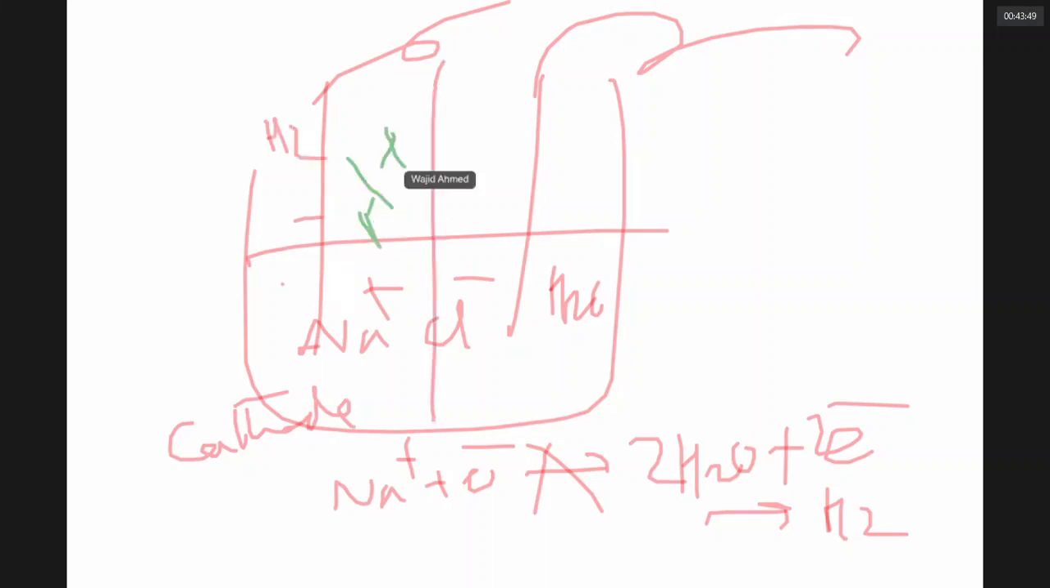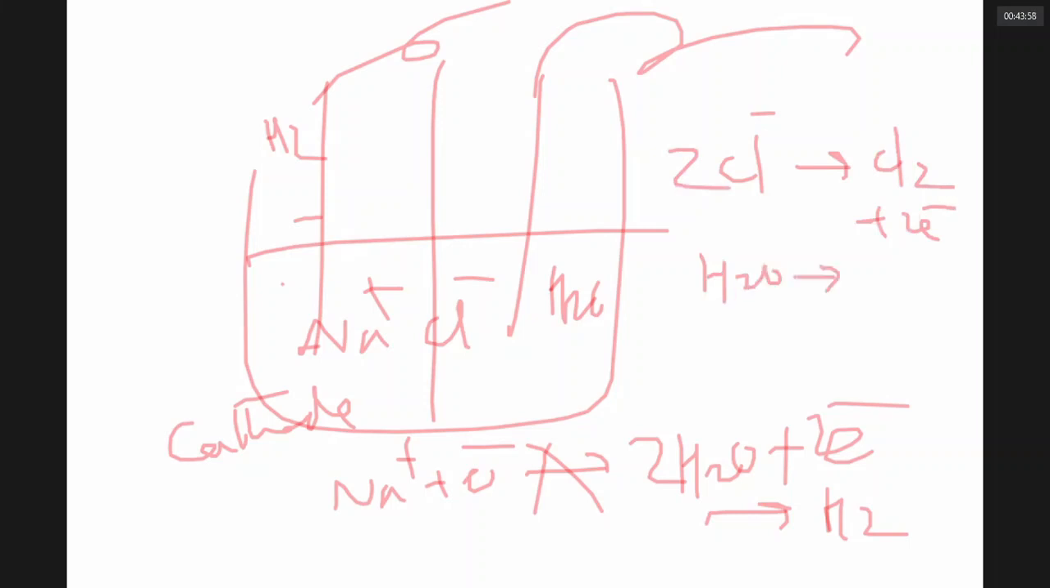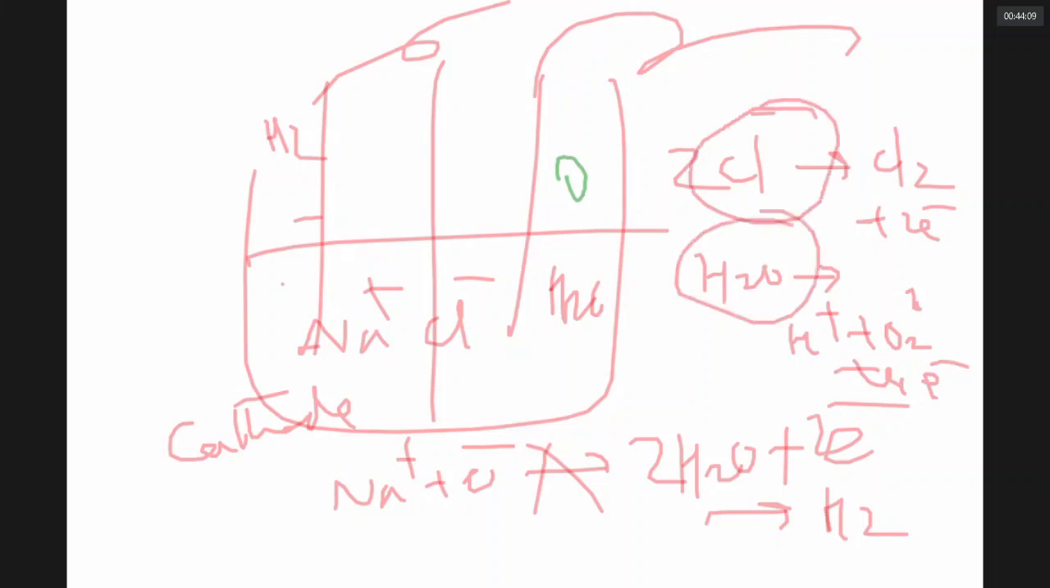At the anode, of course, Cl minus wants to lose electrons to become chlorine. Water also wants to lose electrons to become H plus and oxygen and 4 electrons. There is a competition between chloride ion losing electrons and water losing electrons. Chloride ion wins. Whichever wins is liberated at the anode. At the anode, losing of electrons. At the cathode, gaining of electrons.